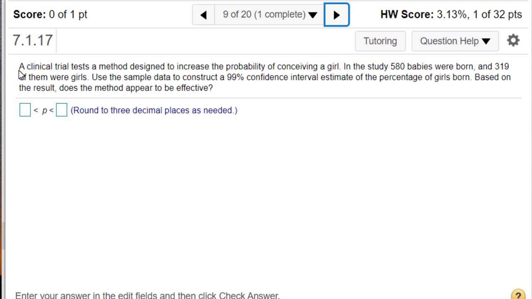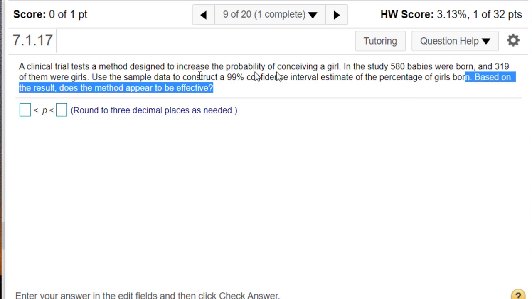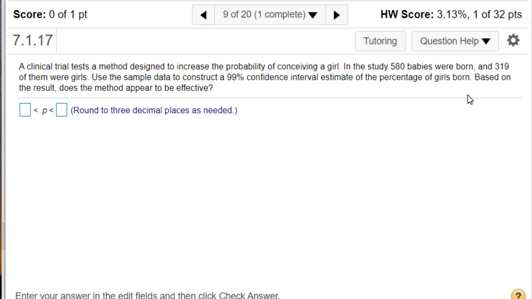So here's another problem where it asks us to look at a clinical trial test, a method designed to increase the probability of conceiving a girl. It says in the study of 580 babies, 319 of them were girls. It says use the sample data to construct a 99% confidence interval to estimate the percentage of girls born using this method here. That's not really talked about, but it just says a method.